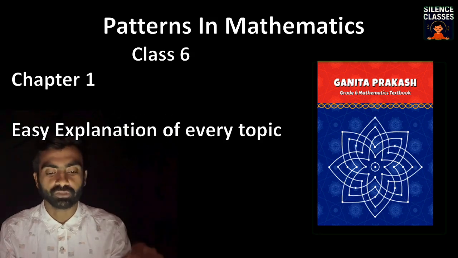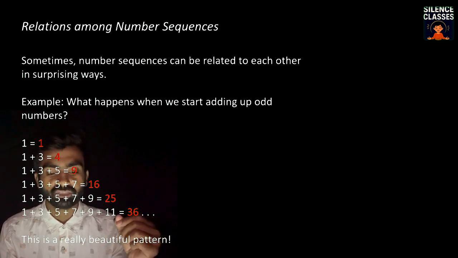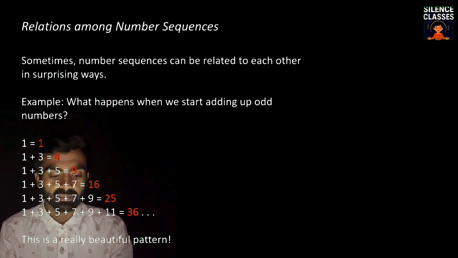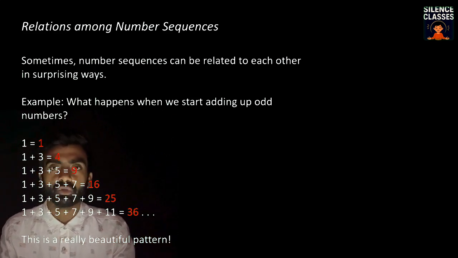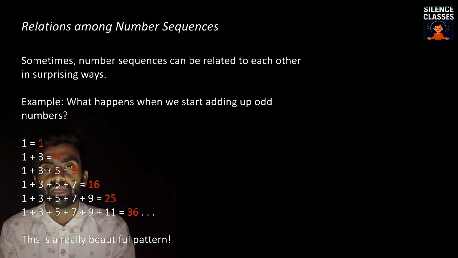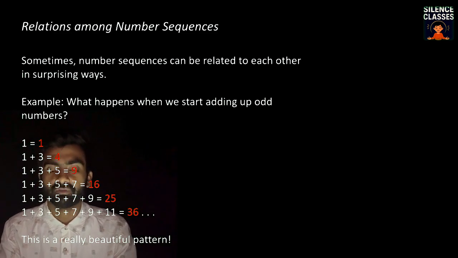Now let's move on. The next topic is relation amongst the number sequences. Sometimes number sequences can be related to each other in surprising ways. Let's check it out. The example is asking what happens when you start adding odd numbers. If you have odd numbers and you add them, what will happen?